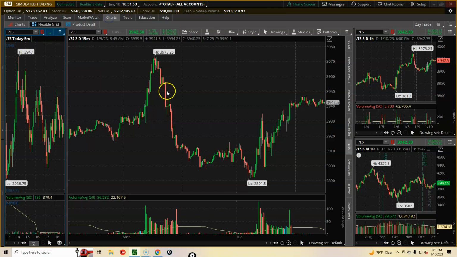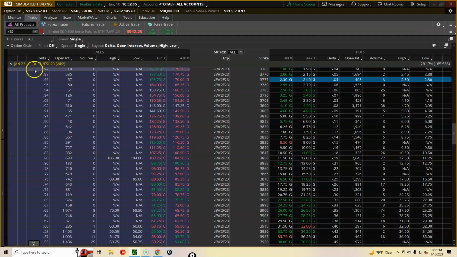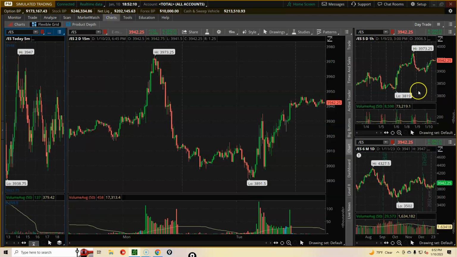So we're looking at some charts here. This is a 2 day, 15-minute chart. This is today, 5-minute chart. And the contract that I'm looking at has 3 days of expiration. We've got the hourly for 5 days here, and we see in the last 5 days, the lowest it's been is 38.19. Highest it's been just happened yesterday, 39.73.25. On the 6 month daily right here, the lowest it's been is 35.02.